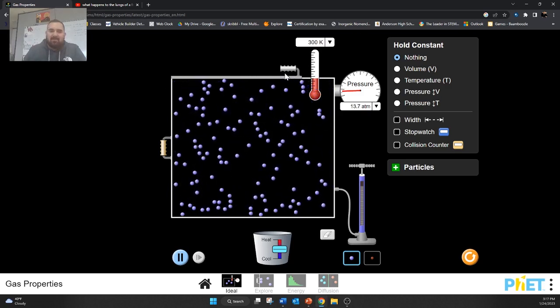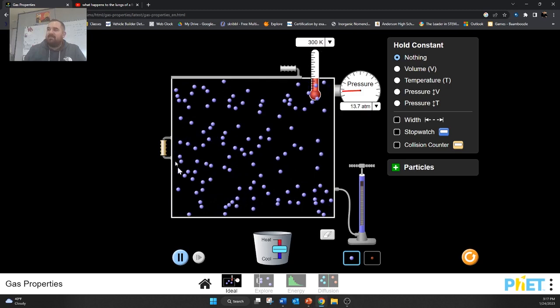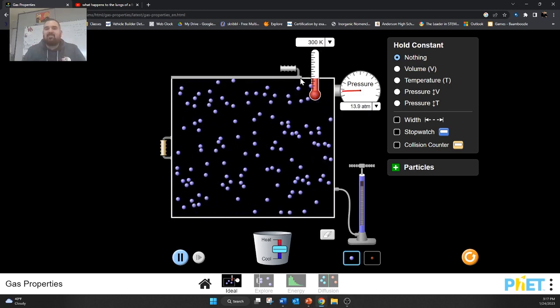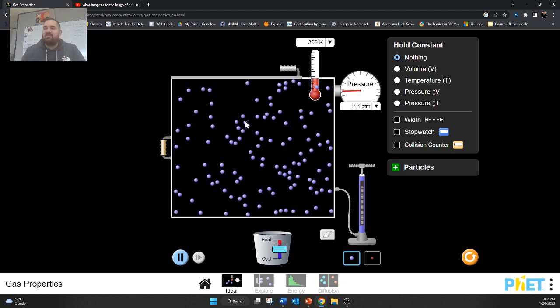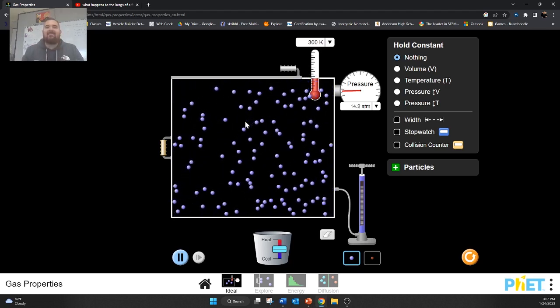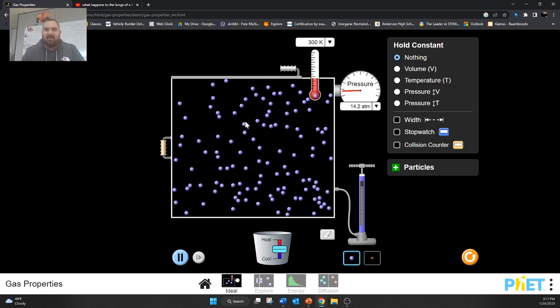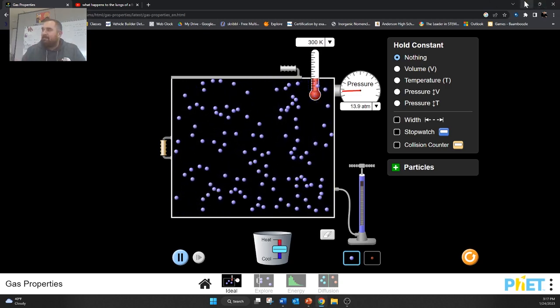So that's what temperature is used for. We use the temperature of the whole thing to give us the average kinetic energy of everything in the container. I can't tell you the speed of any one particle, but I can tell you the average speed of all the particles together. So that's what we use temperature for.